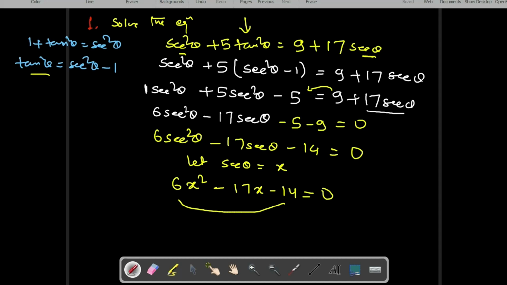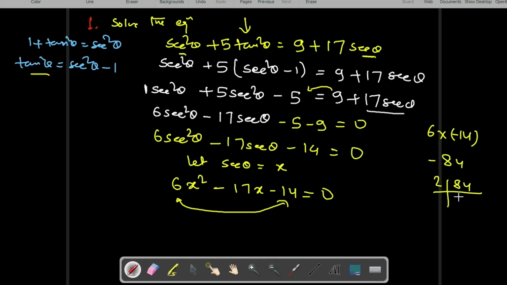Whenever we do middle term factorization, we have to multiply the first and last terms, which is going to be 11 into minus 14. Okay, so we have to multiply this one, which is going to be minus 154. Factorize 154.